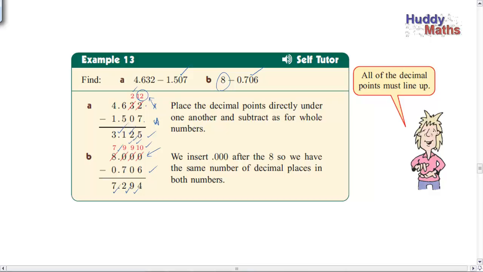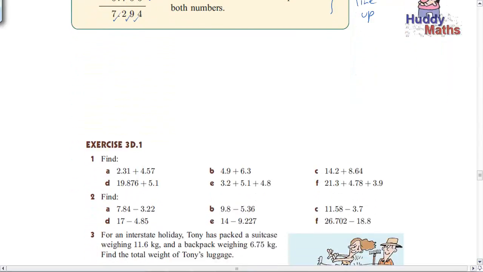17 is 7. So we line them up, put that 0.000 after the 8, so we have the same number of decimal places and the units line up, if you like. Here we are. All of the decimal points must line up, so you keep the units the same. All right, you get the idea, a bit of revision of subtraction there.